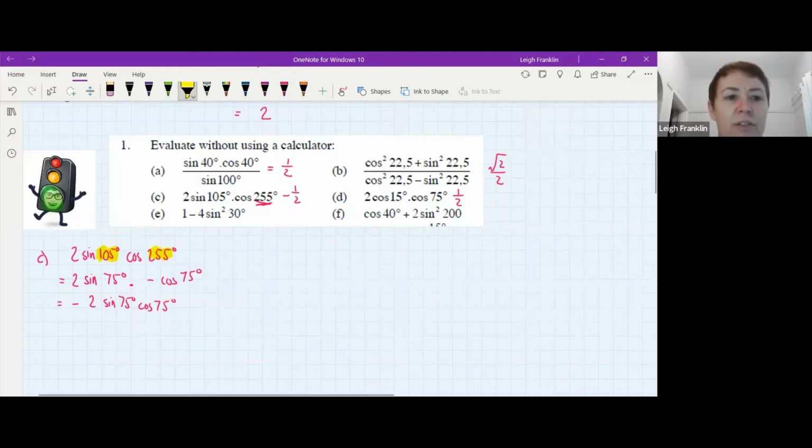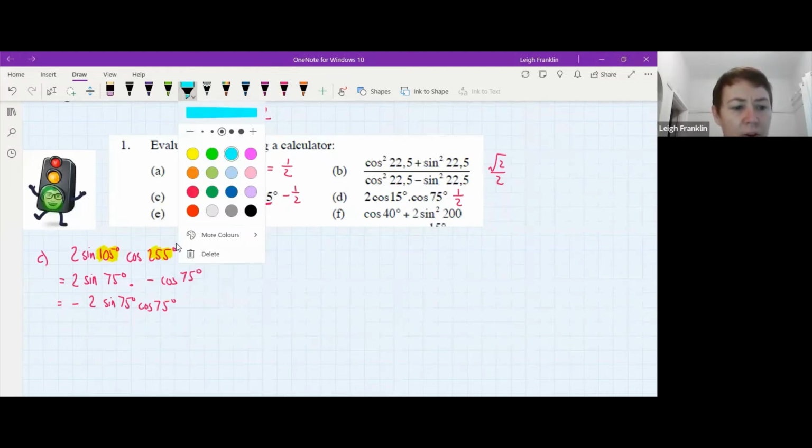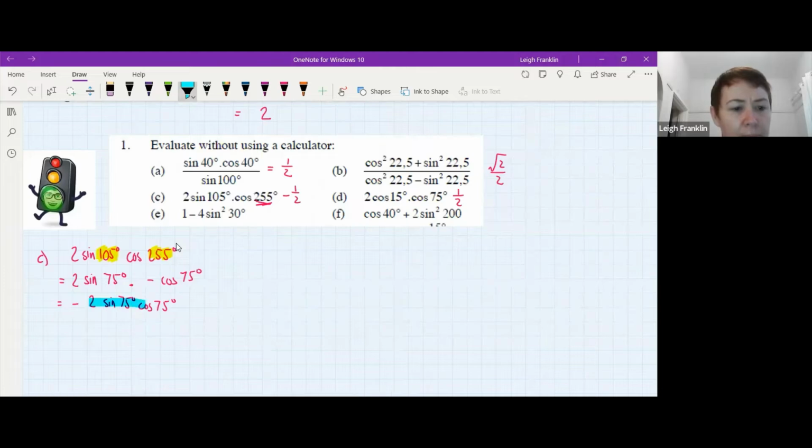And this over here, let's use a different color for highlighting. This over here is your expanded sine double angle formula, isn't it? So in other words, when we do this, we want to do the reversal of the expansion. So we're going to leave the negative on the outside, and we're going to write this as 2 times the sine of 2 times 75, which is going to leave us with a sine of 150.